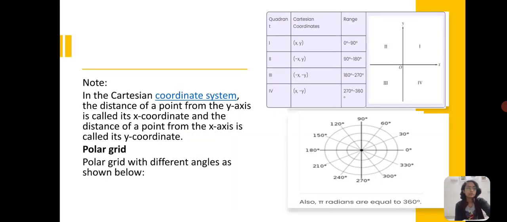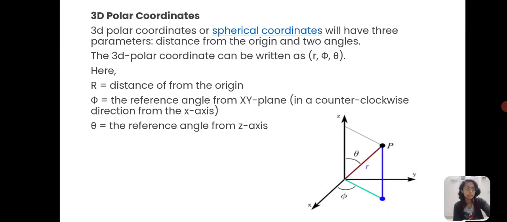And note, for the above table in the Cartesian coordinate system, the distance of a point from the y-axis is called its x-coordinate and the distance of a point from the x-axis is called its y-coordinate. Polar grid. Polar grid with different angles is shown below, and the grid is given on the right side of it. Also, pi radians are equal to 180 degrees.